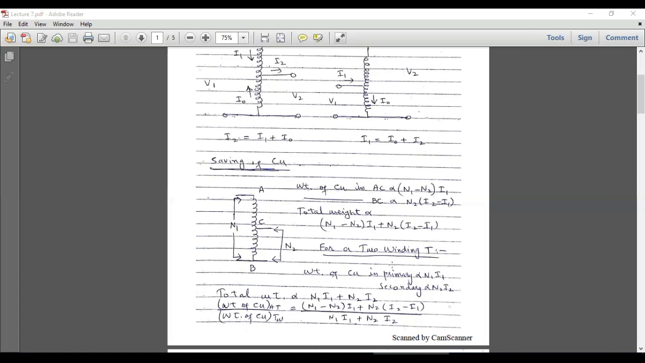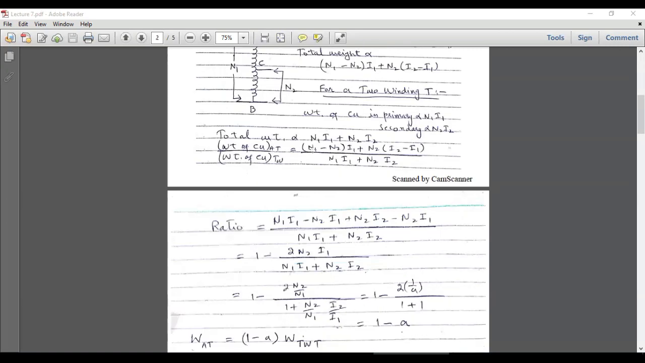And for a two winding transformer, weight of copper in primary is proportional to N1 I1, and weight of copper in secondary is proportional to N2 I2. So total weight will be proportional to N1 I1 plus N2 I2, and weight of copper in auto transformer divided by weight of copper in a two winding transformer is equal to this term divided by this term. So we have to open these expressions.